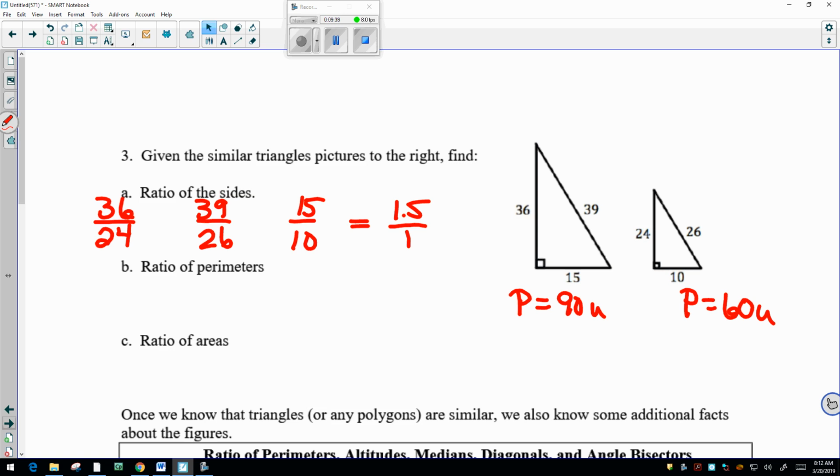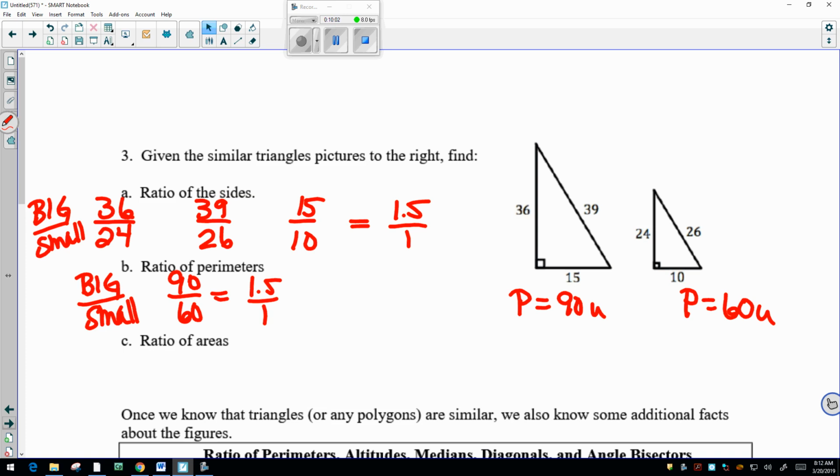So if I were to make that ratio, now keep in mind we went big to small for all of these, big triangle compared to small triangle. Same idea here, I'm just going to keep that same order, big to small. Our ratio would be 90 over 60, which is again going to get us that idea of 1.5 to 1.